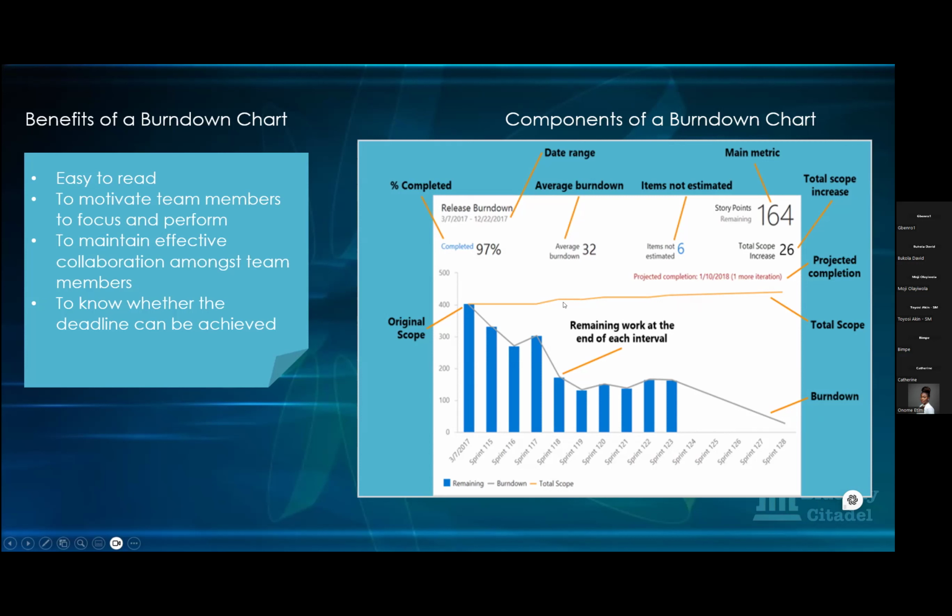Okay, so before we go to the other ones, any question here before we go further? Does anybody have any question? Especially on the components. All right, Yetunde?